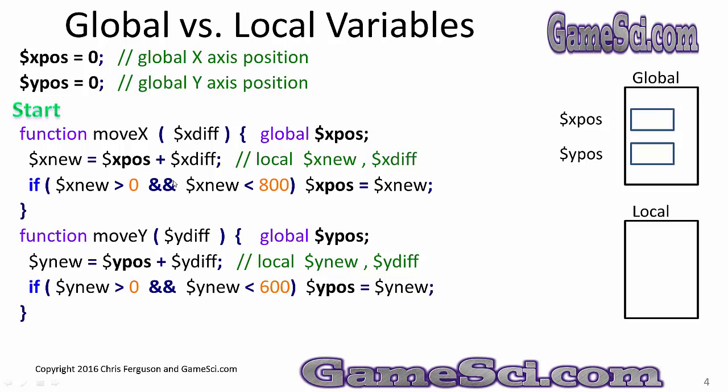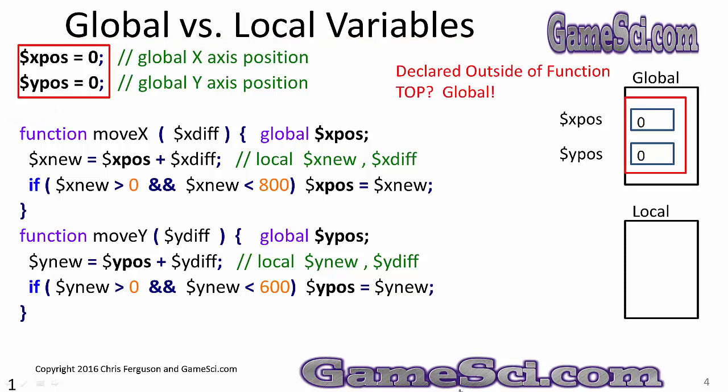Global versus local variables. The variables you declare outside the function are different than the variables you declare inside the function. The variables you declare outside of functions are what's known as global variables. The variables you declare inside of a function are known as local variables. Let's take a look at the difference between global and local variables.